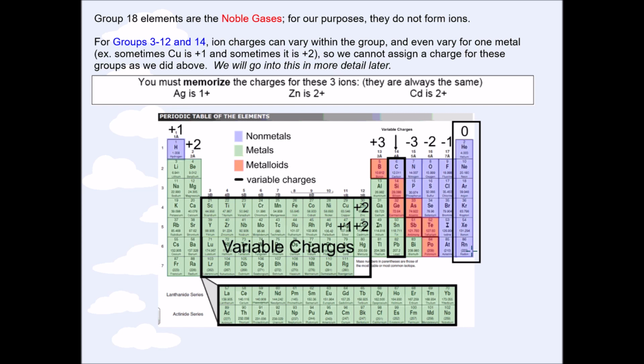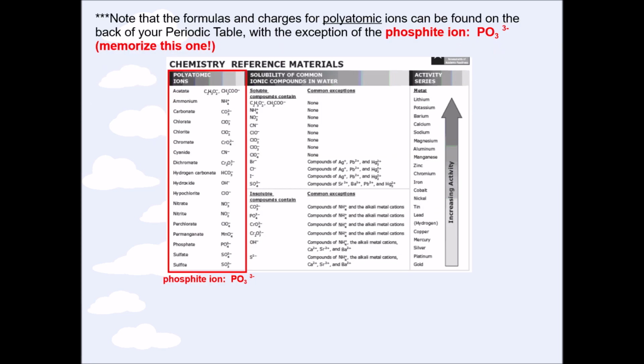The silver ion, or Ag, is +1. Zinc is +2, and Cd, which is cadmium, is +2. These are located right here on the periodic table. Make sure you label them. Formulas and charges for polyatomic ions can be found on the back of your periodic table. The only one that you will have to remember is for the phosphite ion, PO3 3-.